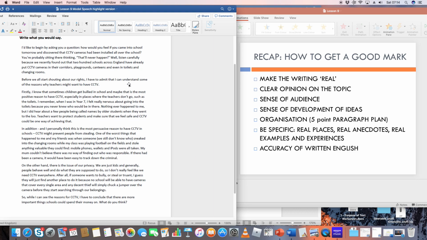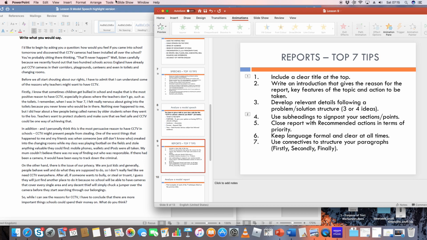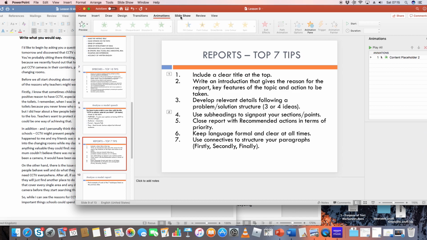Obviously, I think there are things that could be improved, but again, as you can see, using these real examples makes the writing a lot more effective, a lot more realistic. Okay, good. So, like I said, that's an example of a model speech. Like I said, speeches come up quite a lot in the exam. So we're going to look at reports now. Okay, and then at the end, I'll give you a chance to choose which one you'd like to do, or you could do both.